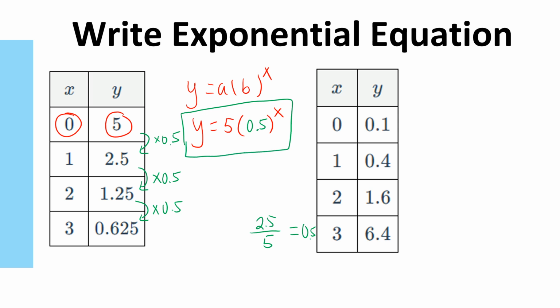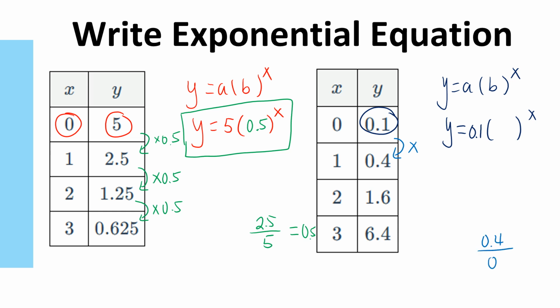And for the next one, again, don't let the decimals intimidate you. So we have y equals a times b to the x. Well, a is the y value when x is 0, which is 0.1. So we have y equals 0.1 times b to the x. So we need to figure out 0.1 times what number will give me 0.4. To figure that out, go backwards. So we'll take 0.4 divided by 0.1. And use your calculator. You'll see that gives you 4.